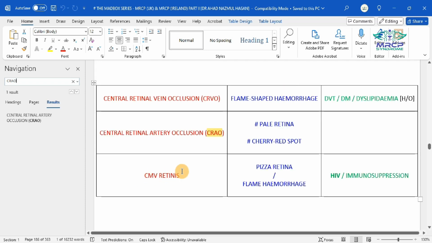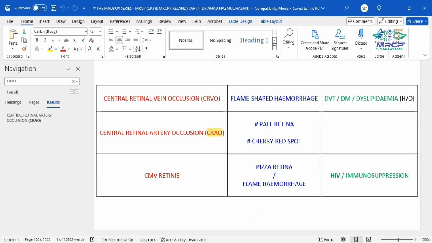And CMV retinitis exclusively occurs in immunosuppressed patients. So V for vein, and here is also V. They will have almost a similar picture to that of retinal vein occlusion, presenting with flame-shaped hemorrhage.